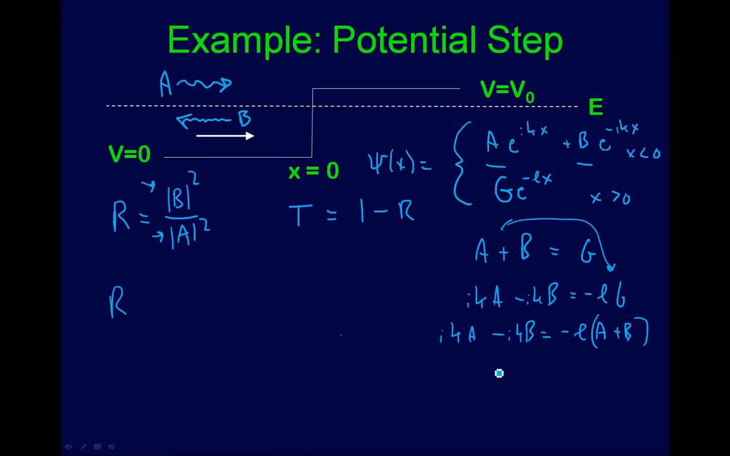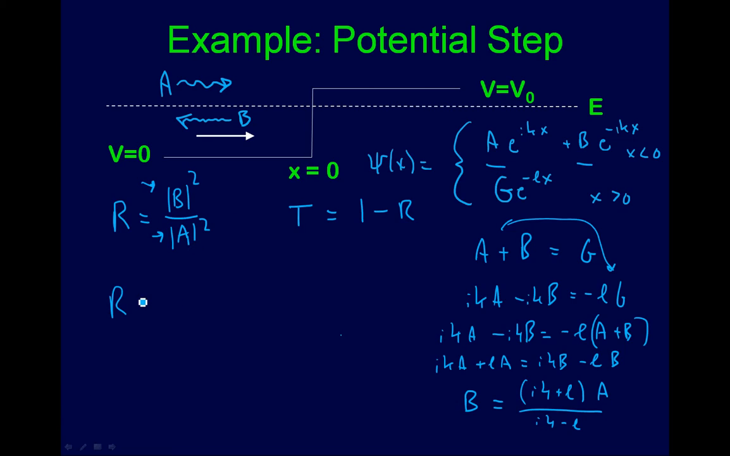Now this is just some algebra. What I'll do is bring all the B stuff onto one side and all the A stuff to the other side. So I get IKA plus L times A equals IKB minus L times B. And if I solve this for B, I get IK plus L times A all divided by IK minus L. That's our goal. So now we can take that and calculate the reflection coefficient.